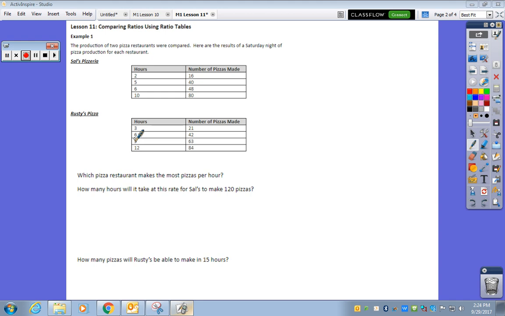So the first question is asking us which pizza restaurant makes the most per hour. So they want to know how much for 1 hour. So what we can do here is we can take any ratio from either of the tables and we can scale it down to 1 hour. And here's what I mean by scale it down. So if I look at my first ratio here, I have 2 hours. There's 16 pizzas.